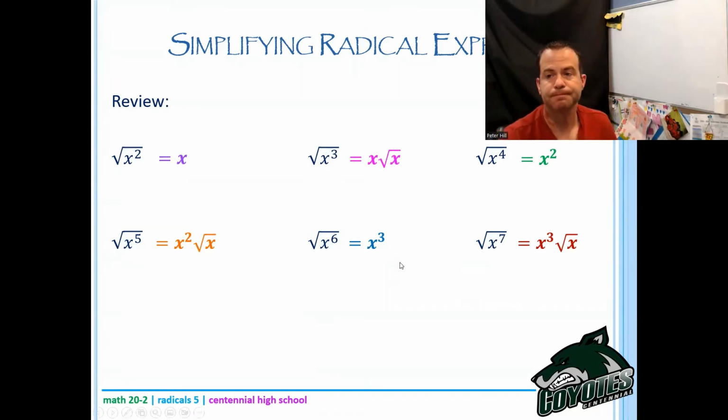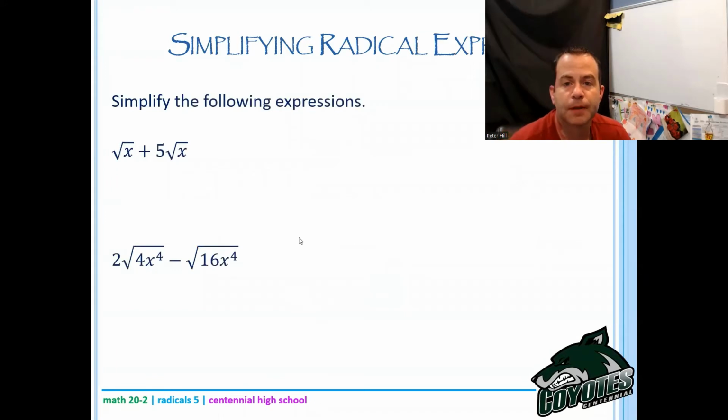Now let's start doing things a little bit more complicated then. So root x plus 5 root x. Well, I can't do any simplification. Like I can't make the radicand any smaller is what I meant by that. I can, though, add those two things together, right? This is like 1 apple plus 5 apples. 1 apple plus 5 apples is 6 apples.